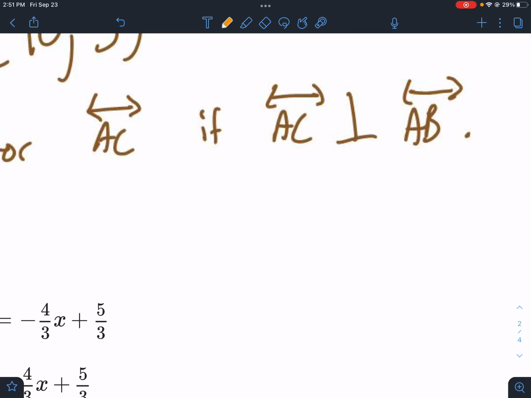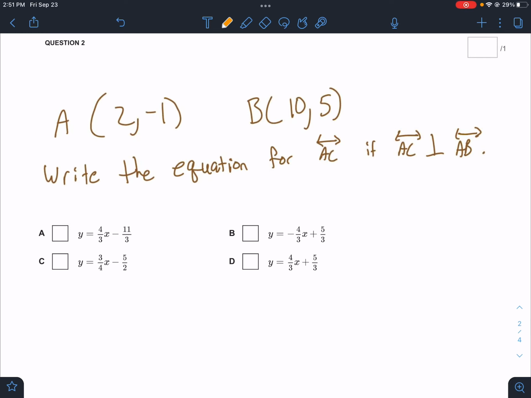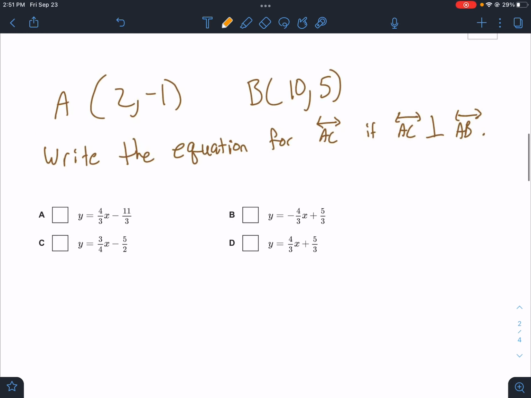I can find the slope of AB, which I got. I got A and B, so let's do that first. So the slope of AB, -1 to 5 is +6. 2 to 10 is +8. Clean that up, that's 3/4. So the perpendicular slope would be -4/3. So we know we're working with -4/3.